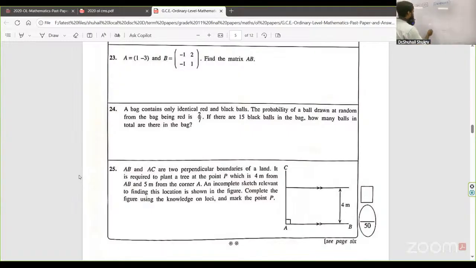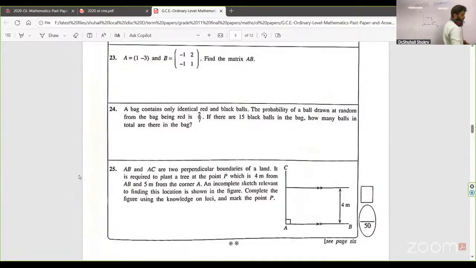AB and AC. This is AC, and this is AB. This is a perpendicular boundary. Now they have told us that these both are parallel as well. Right? They have given that these both are parallel as well. Something like this. And the gap between them is 4 meters, which they have given.